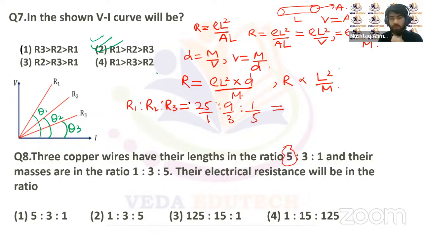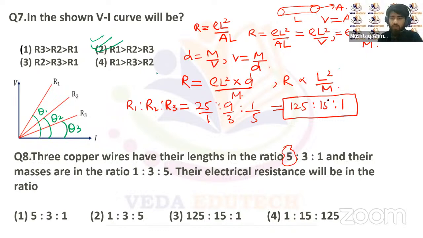Now simplifying it, we'll multiply by a factor of 5 in the numerator, and we'll get 125 ratio 3 ratio 1. So this will be the final answer for the ratio of their electrical resistance, and it will be in the ratio 125 ratio 15, right?